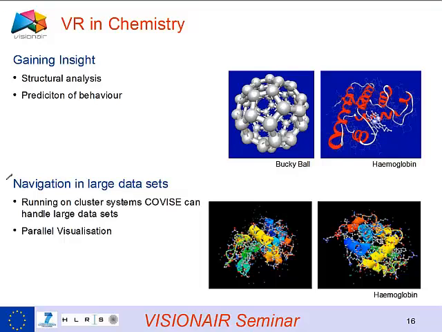So a further interesting part of visualization or virtual reality in chemistry is the possibility of navigation in large data sets. Some molecules or some molecule dynamics can get quite large. So our system CoWise is capable of rendering very large data sets. And as I mentioned before, we're working on a fast parallel visualization system so that we are really capable of rendering large data sets in real time.